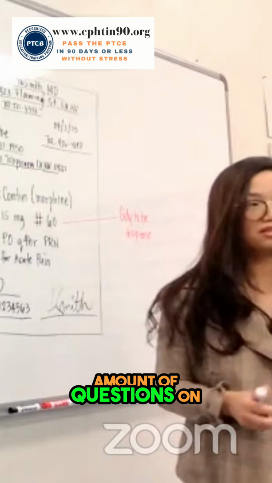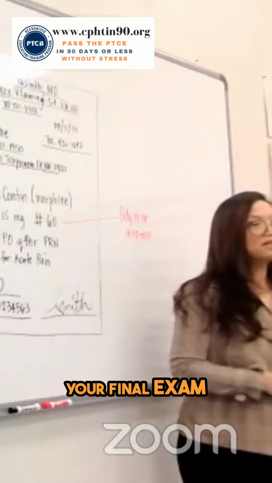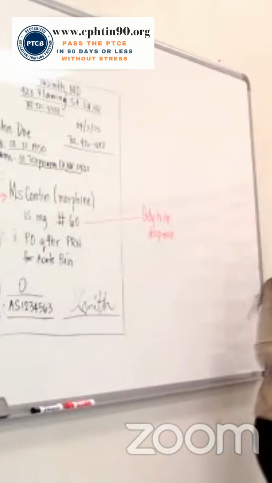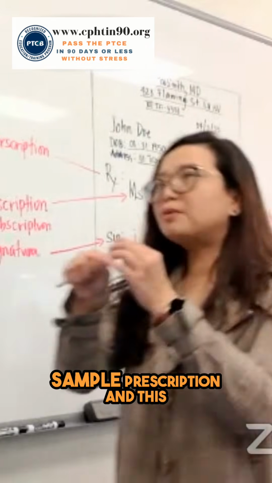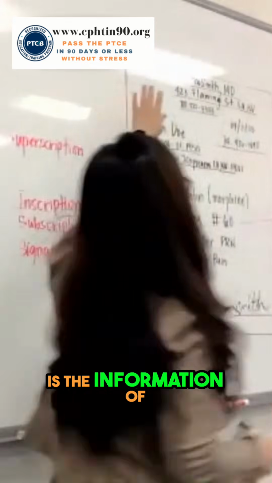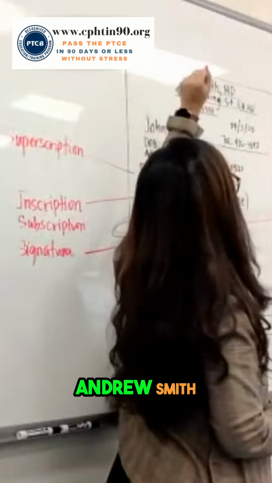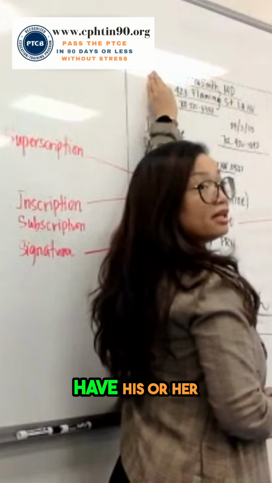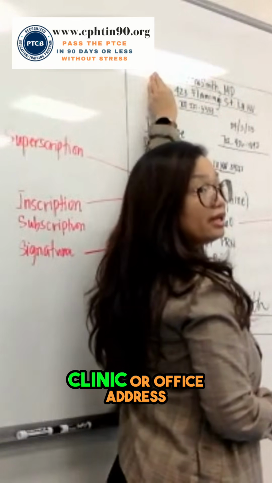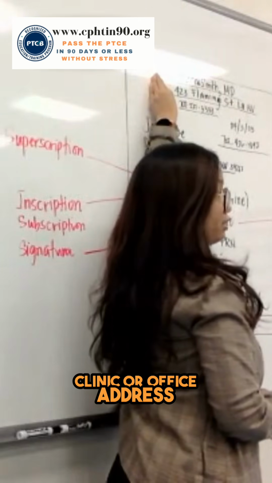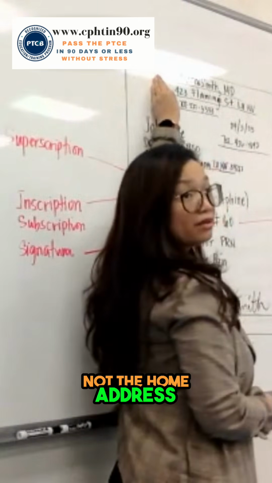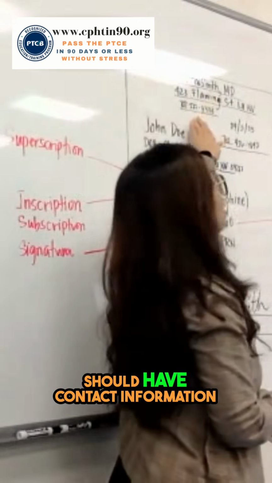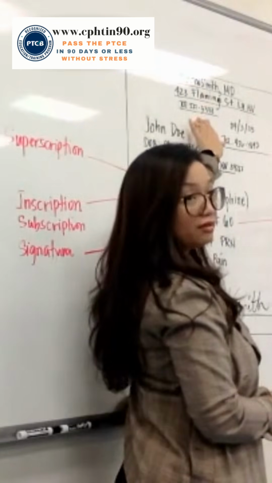There will be a good amount of questions on your final exam, but most especially on this. So this is a sample prescription, and this is the information of the doctor. Andrew Smith, MD. The doctor's information should have his or her clinic or office address, not the home address. It should have contact information as well.